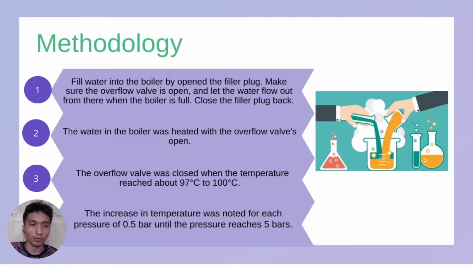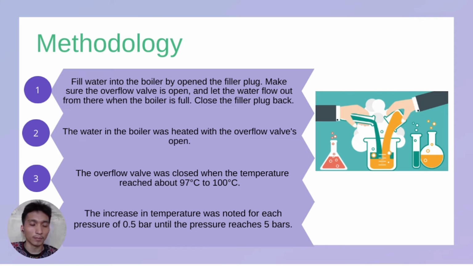Next, we move to the methodology for this experiment. Now I will explain the procedure to set up the experiment based on the apparatus. Firstly, we fill the water into the boiler by opening the filler plug, and after that we make sure that the overflow valve is open to allow the water to flow out when the boiler is full. After that, close the filler plug back. Second, the water in the boiler was heated while the overflow valve is open.